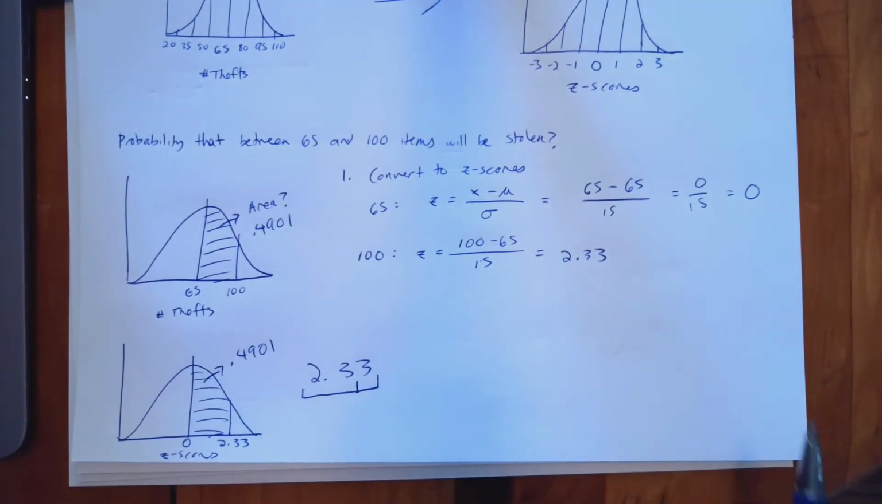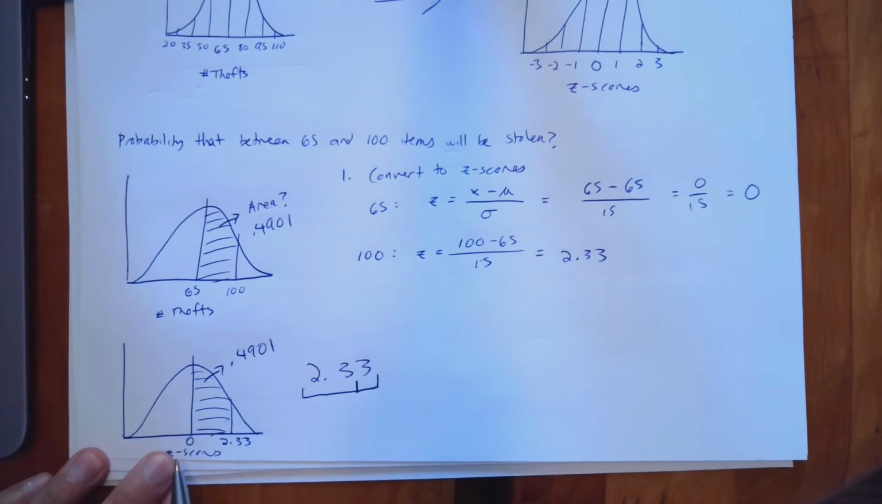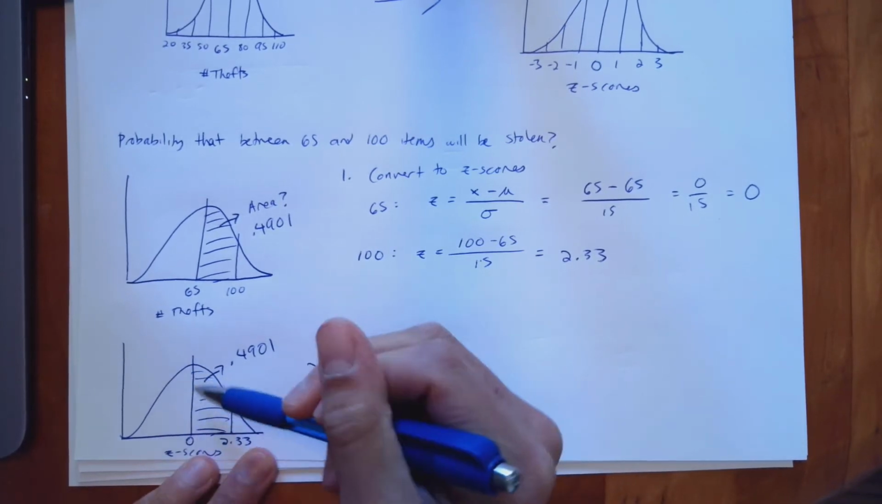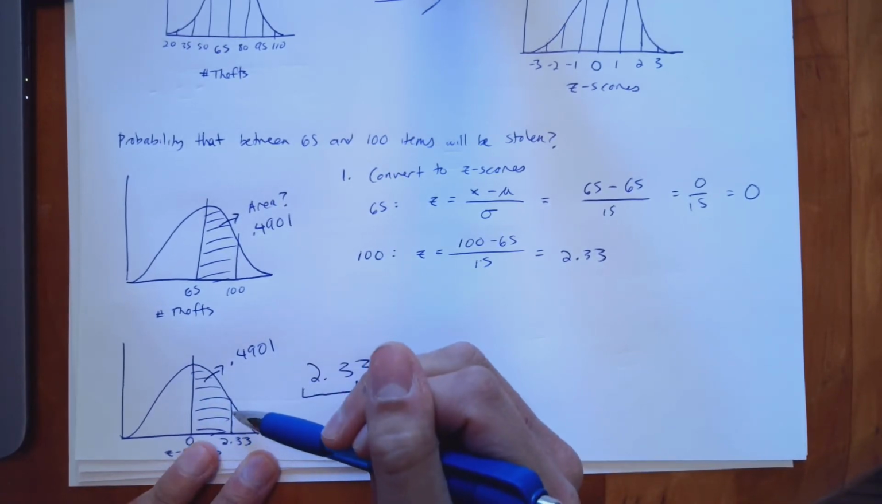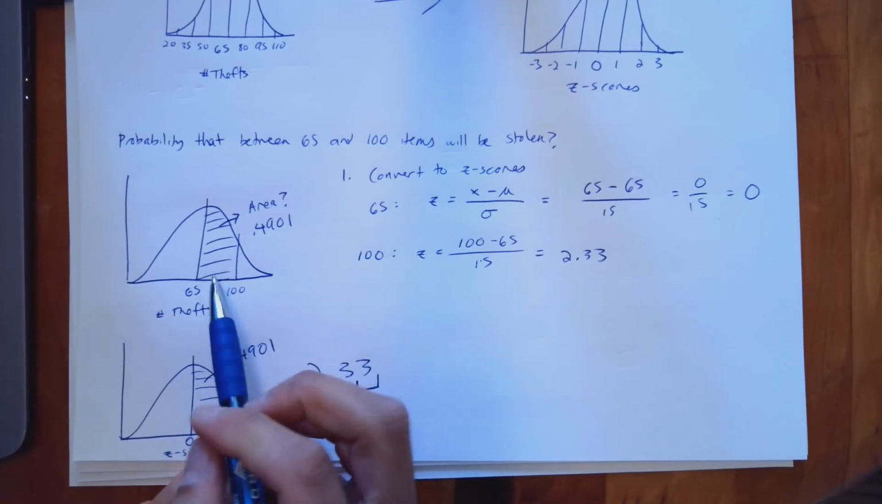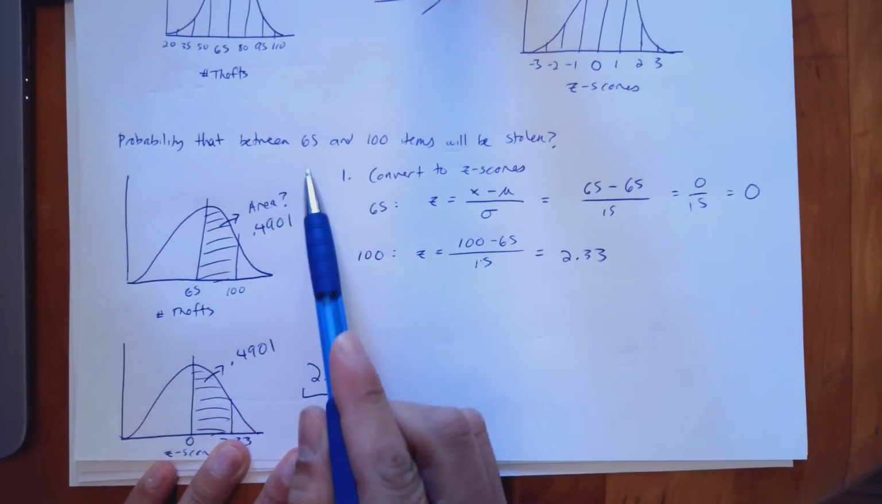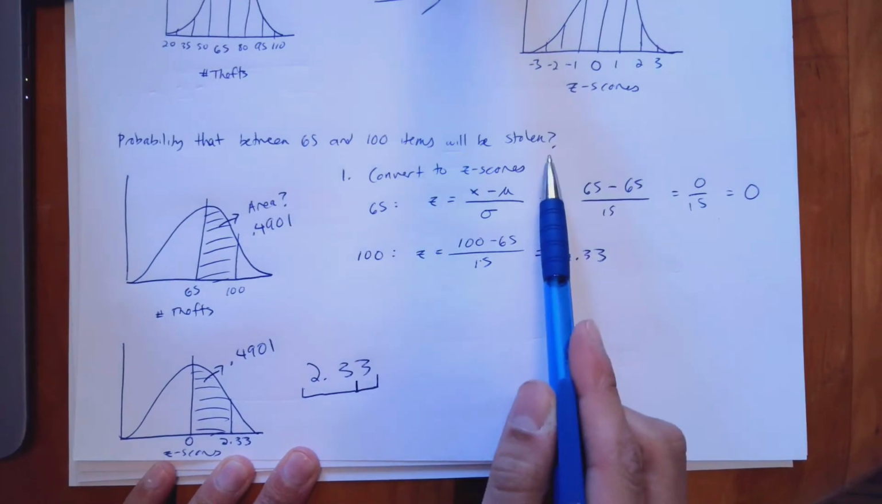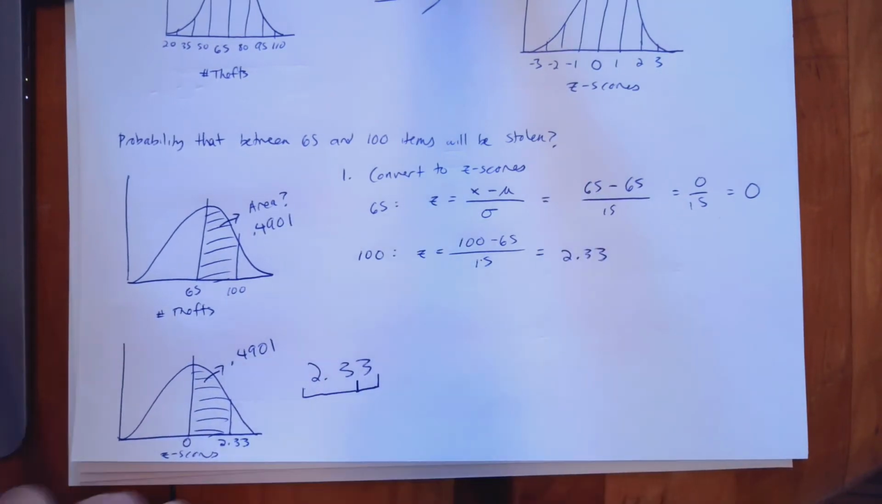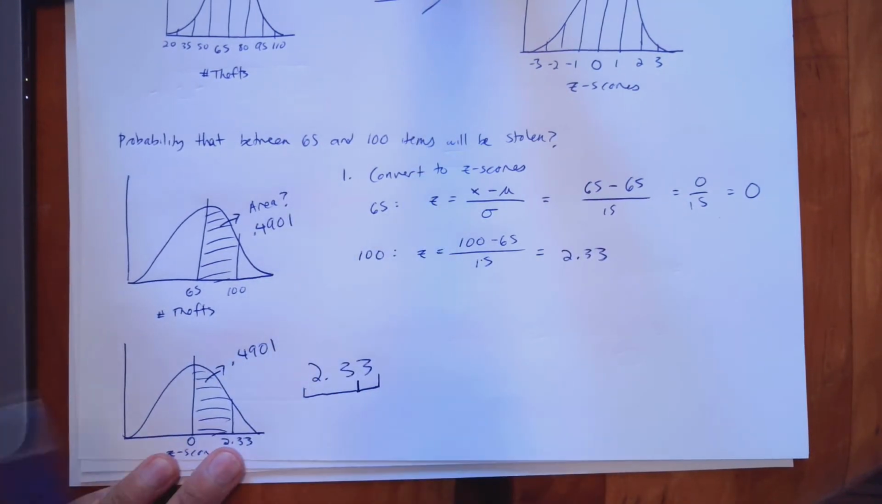So it's the same exact graph, same exact shape, same exact everything except the units. So knowing that this area here is equal to 0.4901 means that we also know that this area here is equal to 0.4901. So we have an answer to our question. We wanted to know the probability that between 65 and 100 items would be stolen.